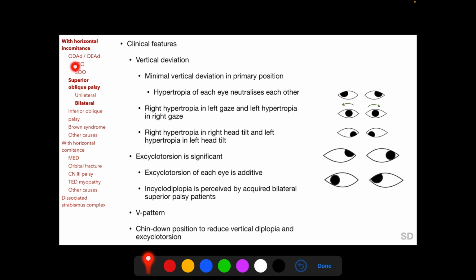of inferior oblique overaction. But in contrast to patients with superior oblique palsy, patients with primary inferior oblique overaction will not show right hypertropia in right head tilt, and left hypertropia in left head tilt, and so will be negative on the 3-step test, and will also not show a chin down position to reduce vertical diplopia and excyclotorsion.